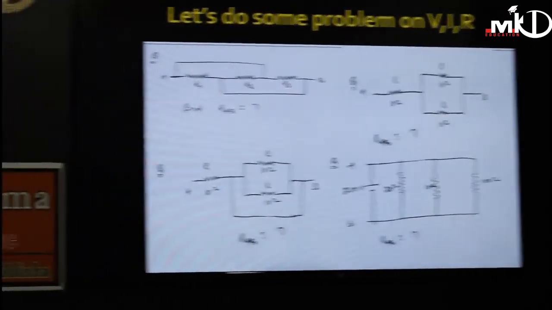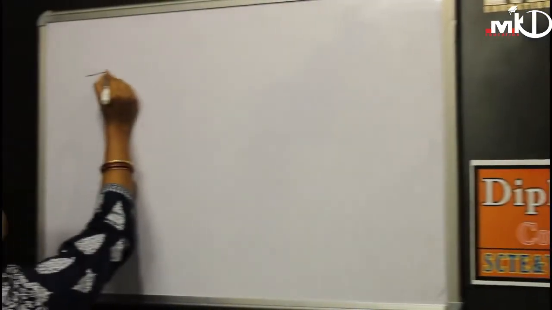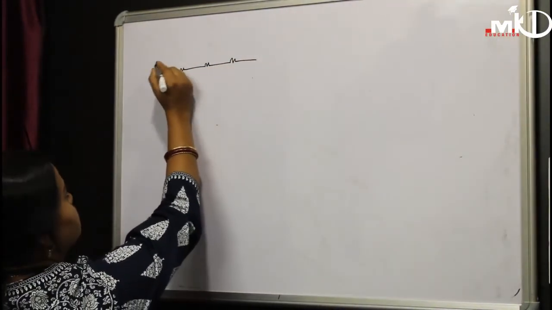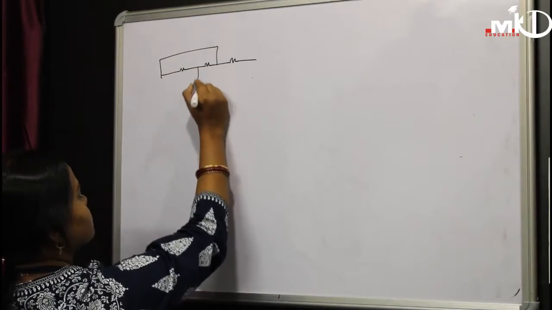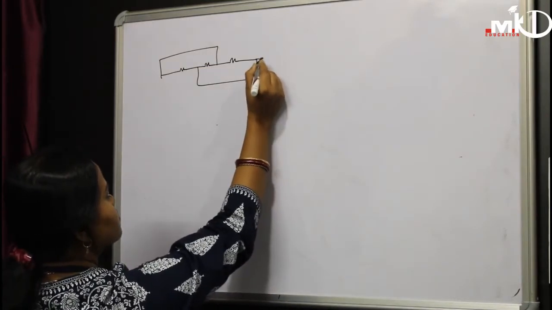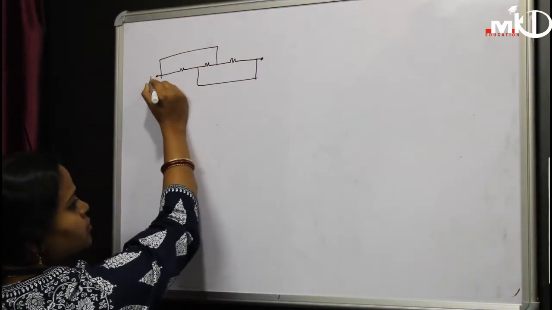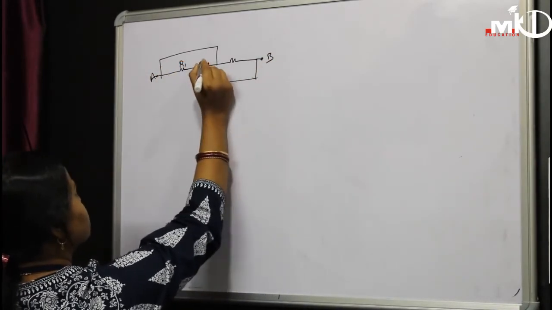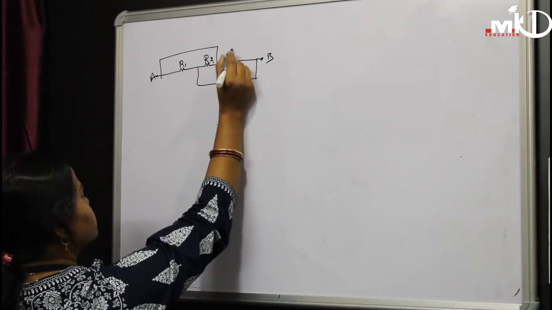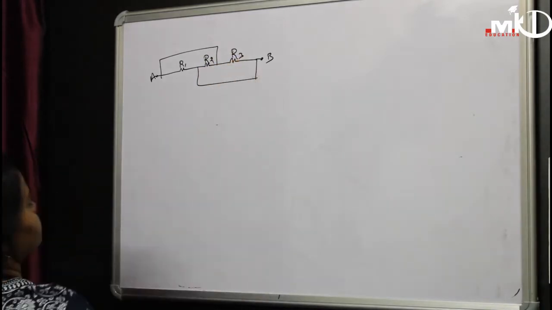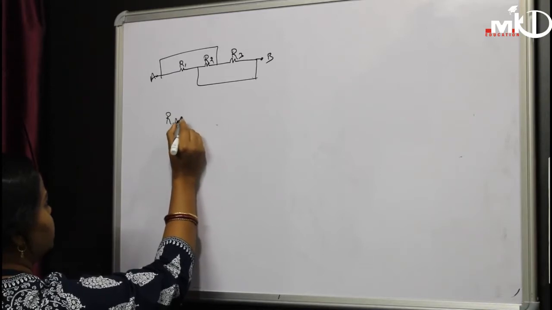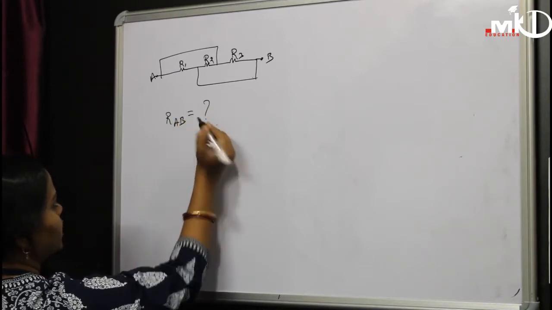So the first one is this circuit. This is point A and B. This is R1, R2 and R3. And we need to find out RAB. What is the value of RAB?